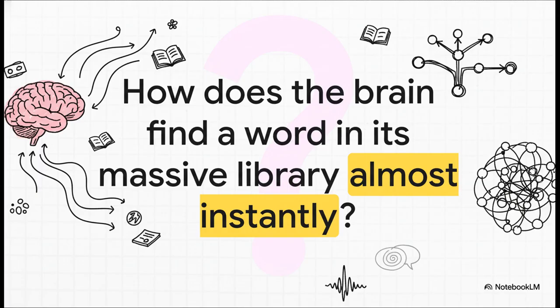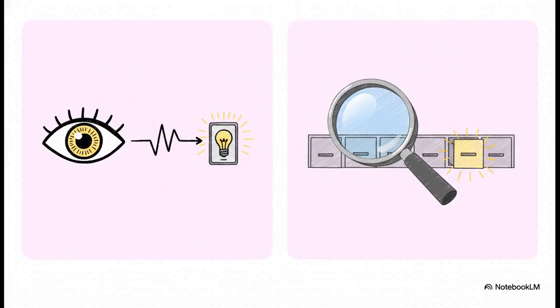I mean, how? Well, researchers have proposed a couple of major models to try and explain this incredible feat. Okay, so you've got two main camps here. On one side, you've got what are called direct access models. The idea is pretty simple. When you see or hear a word, it's like a signal that directly flips a switch for that specific word in your brain. Click, done. Then on the other side, you have search models. These suggest it's more like your brain is actively running a search query, like a super fast Google search, through these really well-organized mental files to find a match.